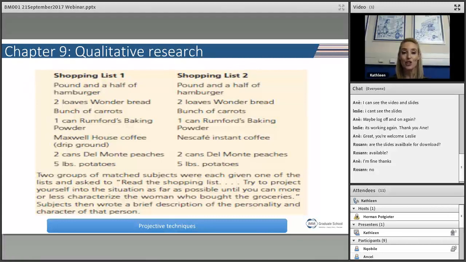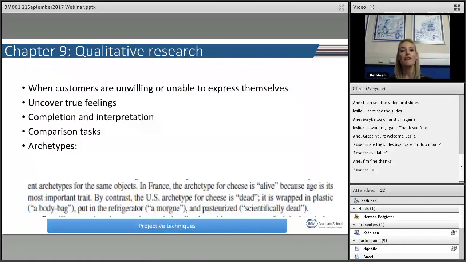As you can see, the 2 shopping lists are identical, except that the brand of coffee included in each is different. The aim of this study was to identify how customers viewed the people who used the one brand of coffee versus how they viewed people who used the other brand of coffee. If you want to read more about this particular technique, it is in your textbook on page 329. It is Branding in Brief Exercise 9.2. It's quite interesting, the results that they found.